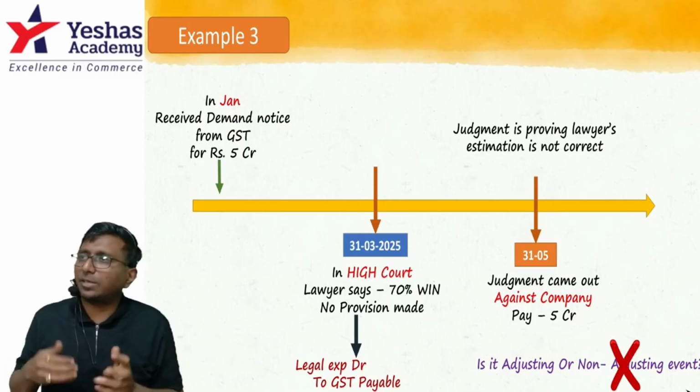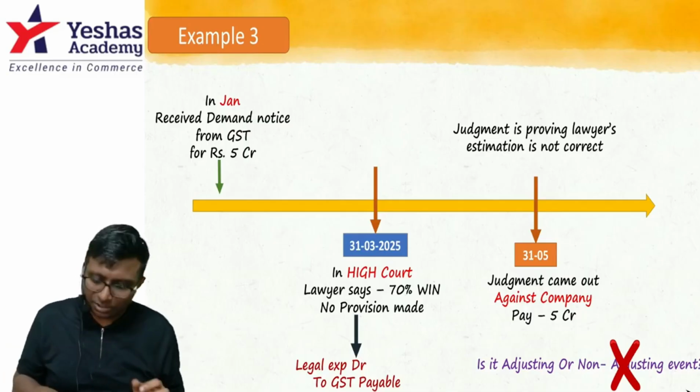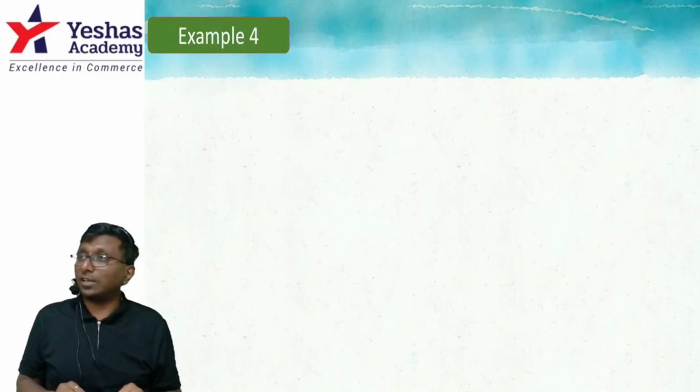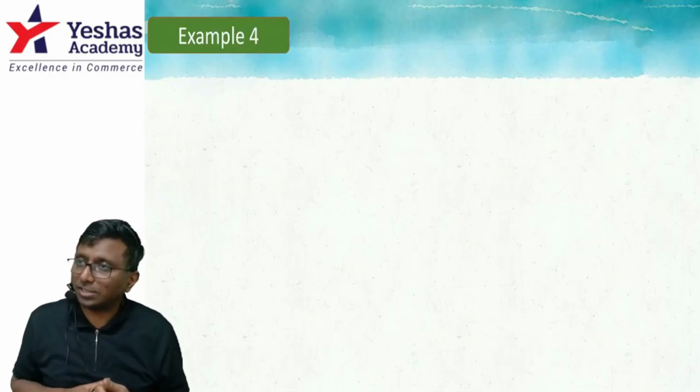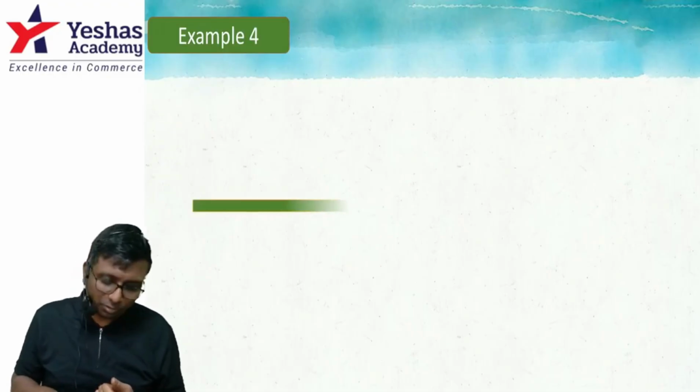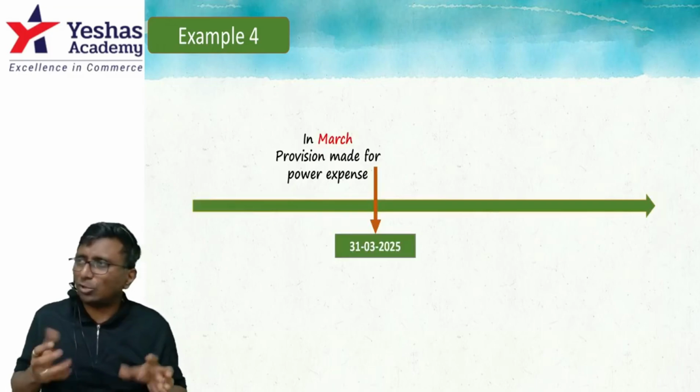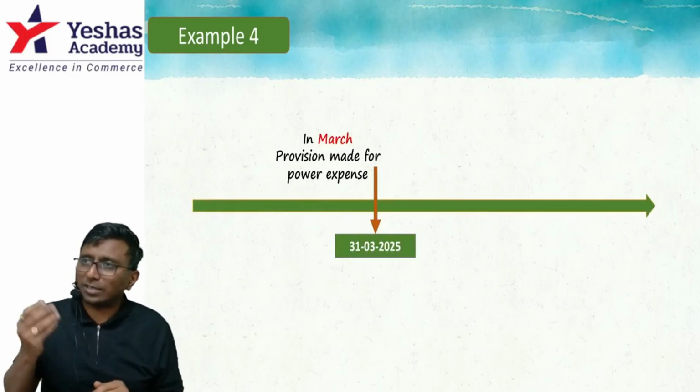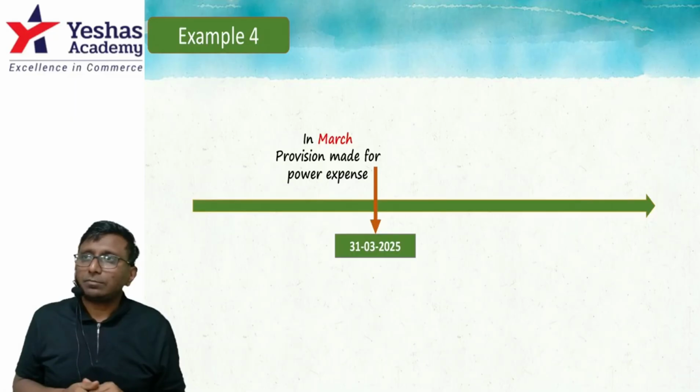Yes, expense account debit, provision account credit. That's all, whatever the amount you have subsequently lost in the judgment. Example number 4. Again, this is very simple, you don't need to write this one, you can tell just like that. Done.